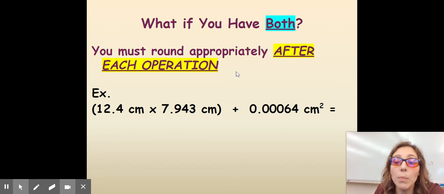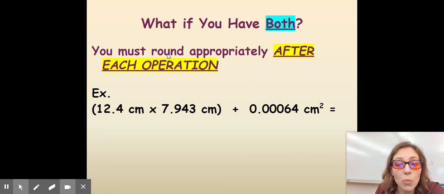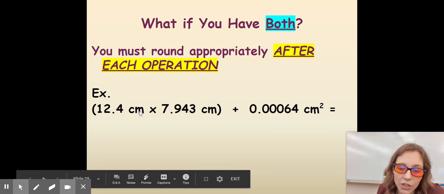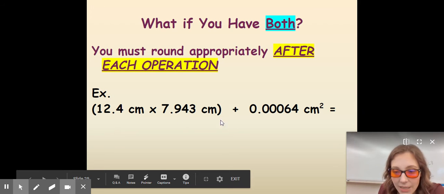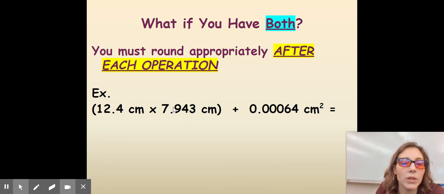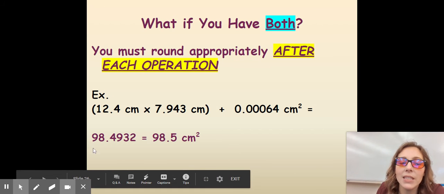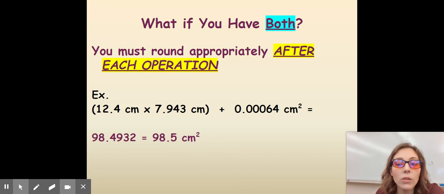Okay, so what if you have both operations? Okay, you round appropriately for each rule, or using the appropriate rule after each operation. So I know you guys know the order of operations. You do either division or multiplication first, and then adding and subtracting after. So for this example, we're going to do our multiplication first. So we're doing 12.4 times 7.943. And we're going to get this number, 98.4932, in our calculator.